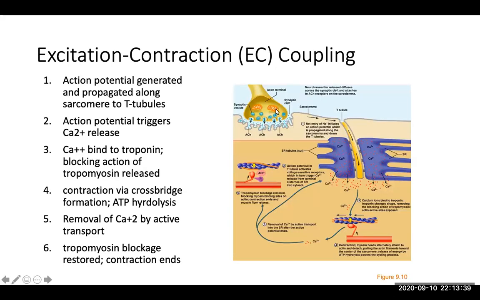So this is a great view of excitation contraction coupling, and I would encourage you to pause the video at this point and read through this. It shows how the action potential travels through the T-tubule and releases calcium from the sarcoplasmic reticulum. Calcium binds to troponin and causes the tropomyosin, which are these spaghetti-like orange structures, to come off the binding sites so that the myosin head can bind to actin and slide the actin through. Extra calcium is removed by active transport back into the sarcoplasmic reticulum so that the muscle doesn't stay contracted forever, and the tropomyosin blockage is restored.